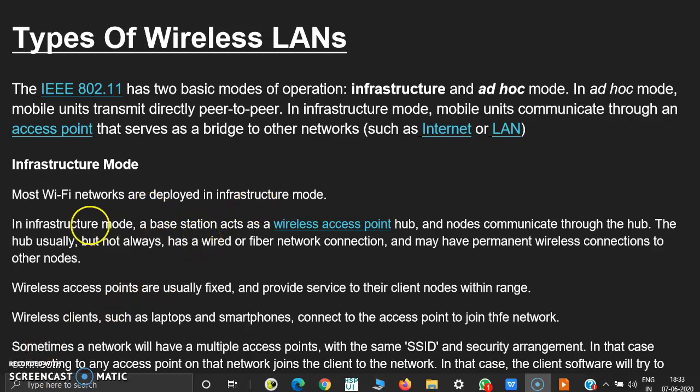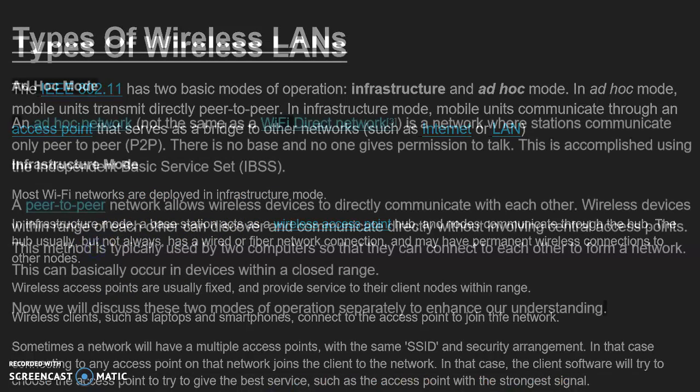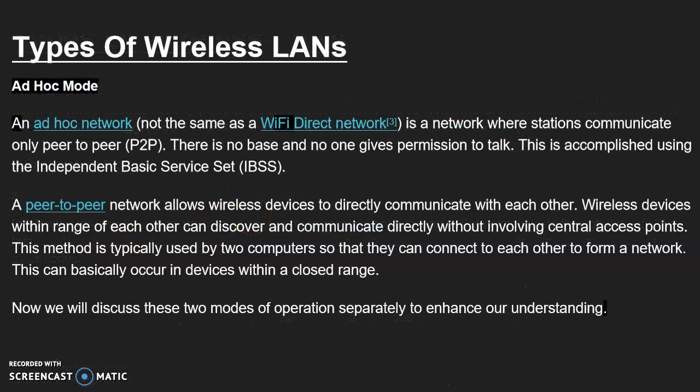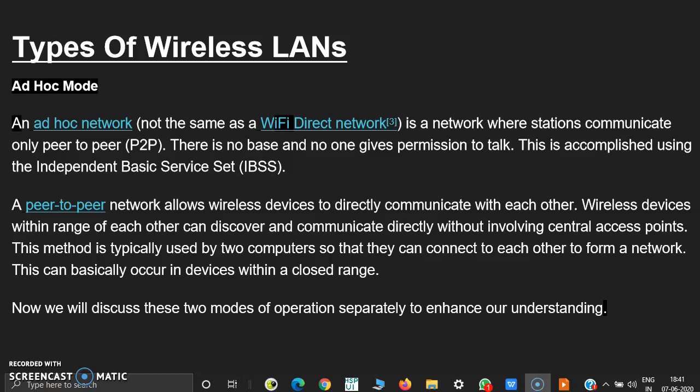Now we are going to see a brief description of the working of ad hoc mode. An ad hoc mode network is a network where stations communicate only peer to peer. Peer to peer means that if a source node has to send some information to a destination node, it will make use of only the intermediary nodes present between the source node and the destination node. There will be no involvement of the central node or access points, as we saw in the previous case of infrastructure mode.